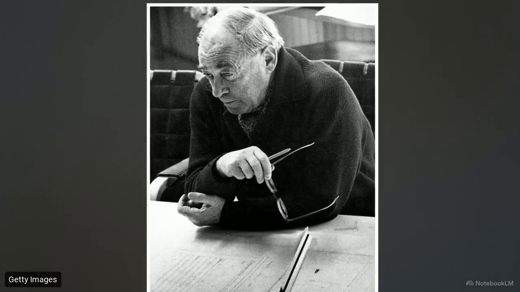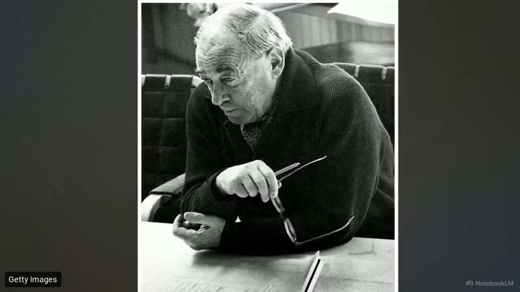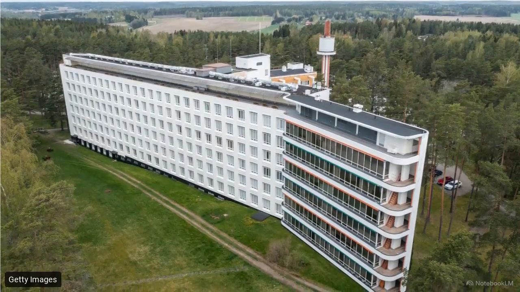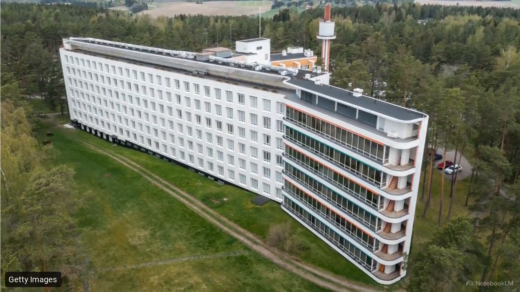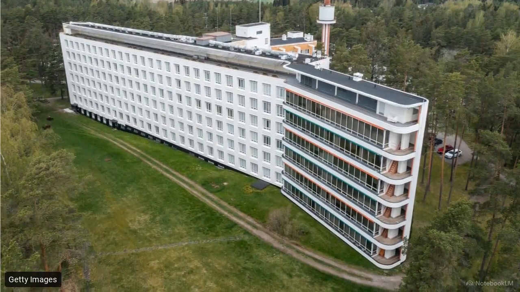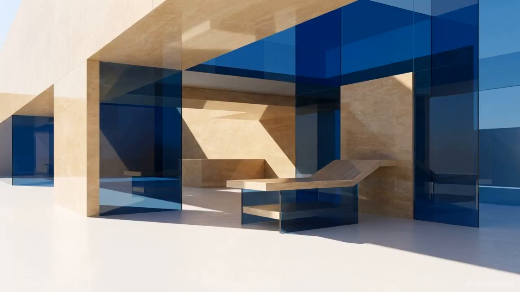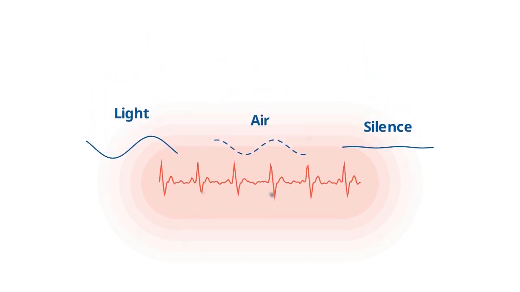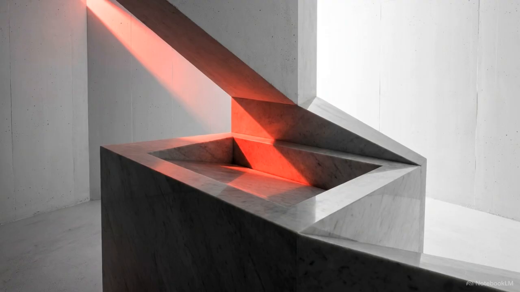Finnish architect Alvar Aalto began investigating these biological connections in the early 20th century. His 1933 design for the Paimio Sanitarium served as a primary test case for architecture as an active intervention. Aalto approached the design with the belief that the building must function as a medical instrument. He realized that for physical healing to occur, the architecture had to first regulate the patient's nervous system through light, air, and silence.